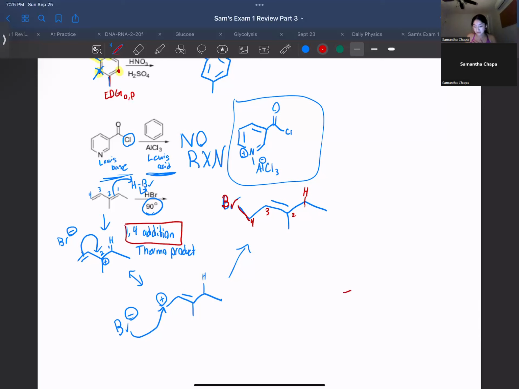When you have something like negative 70 degrees Celsius, you want the kinetic product, and you want the 1,2 addition product, which would have stopped on this one. This bromine would have attacked and we would have the 1,2 product. And now I'll just draw out the 1,2 product. This is a side note.